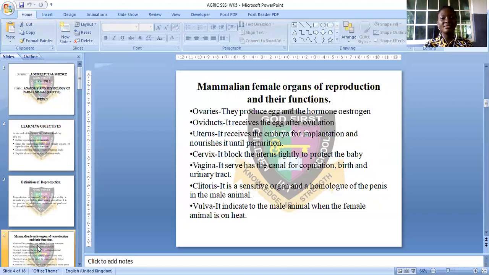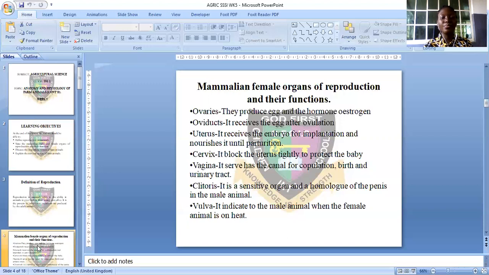The vagina serves as the canal for copulation or mating, and also is the birth canal and the urinary tract canal. We also have the clitoris as part of the organ of the female reproductive system, and its function is that it's a sensitive organ and a homologue of the penis in the male animal. Then the last organ is the vulva.